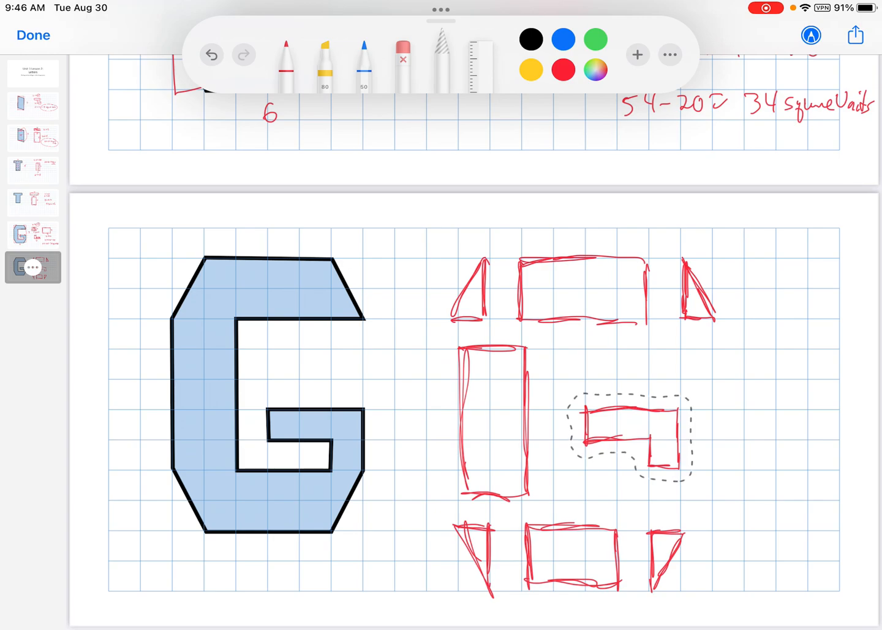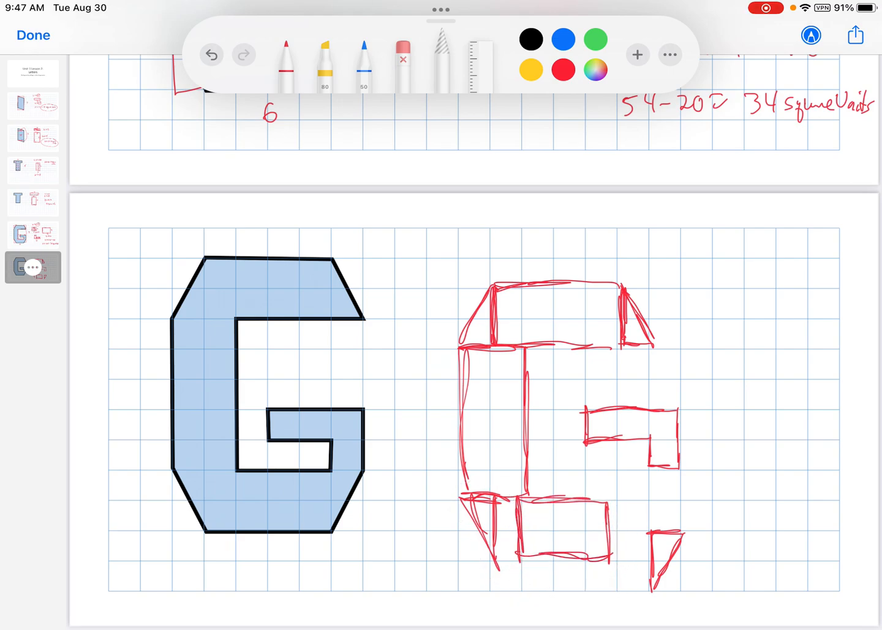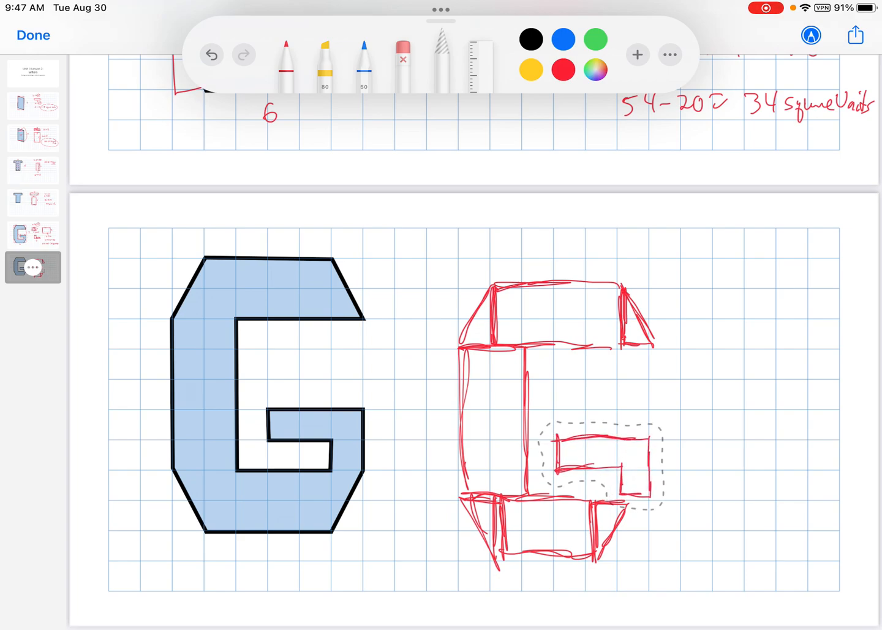Let me put it together again just to make sure you can see it. So let me move this over here. Let me move this over to here. This back to here. This up to here. This up to here, this over to here, and this over to here. 1, 2, 3.